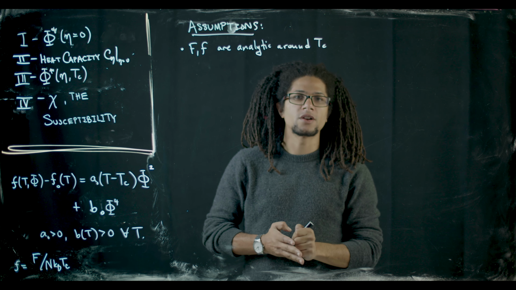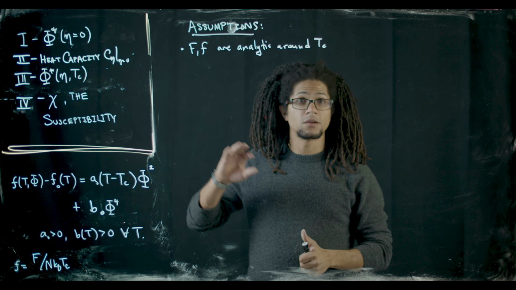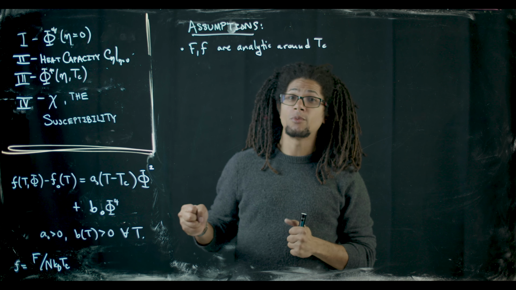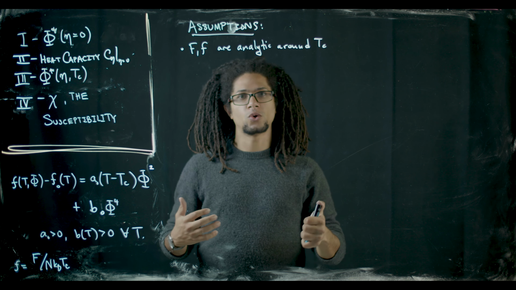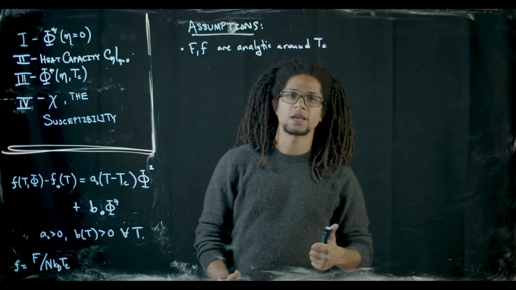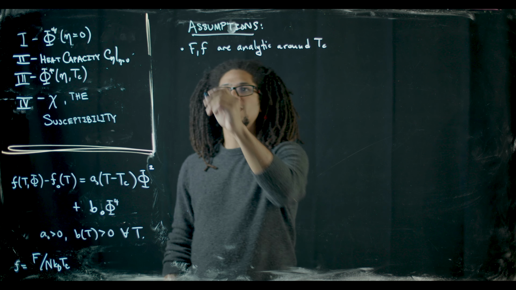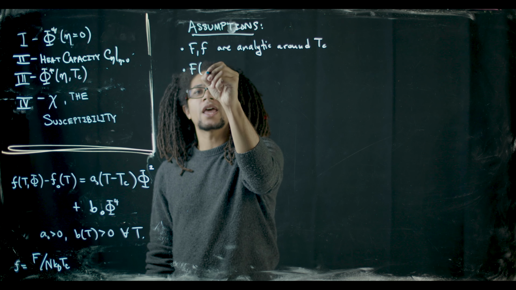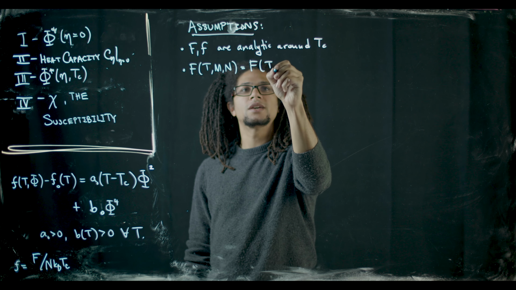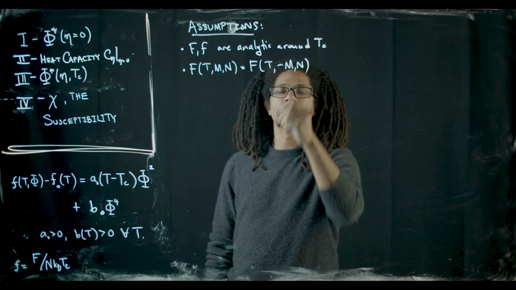But when we looked at the van der Waals fluid in a previous lecture, we noticed that this is exactly the situation that we got. The Helmholtz free energy was well defined over its whole range of natural coordinates, but the Gibbs free energy did have non-analytic points. Secondly, we assumed that F of T, M, n is equal to F of T, minus M, n.